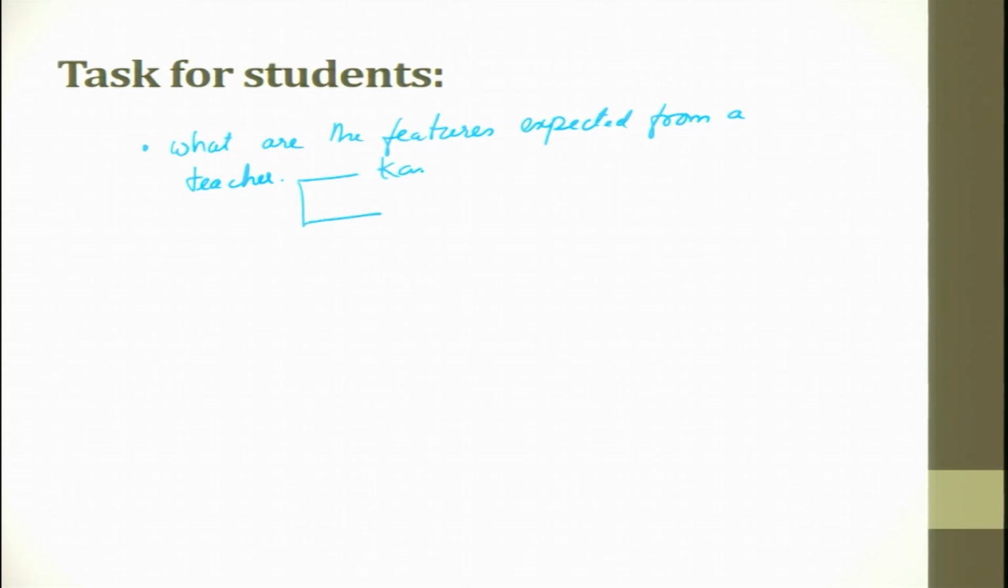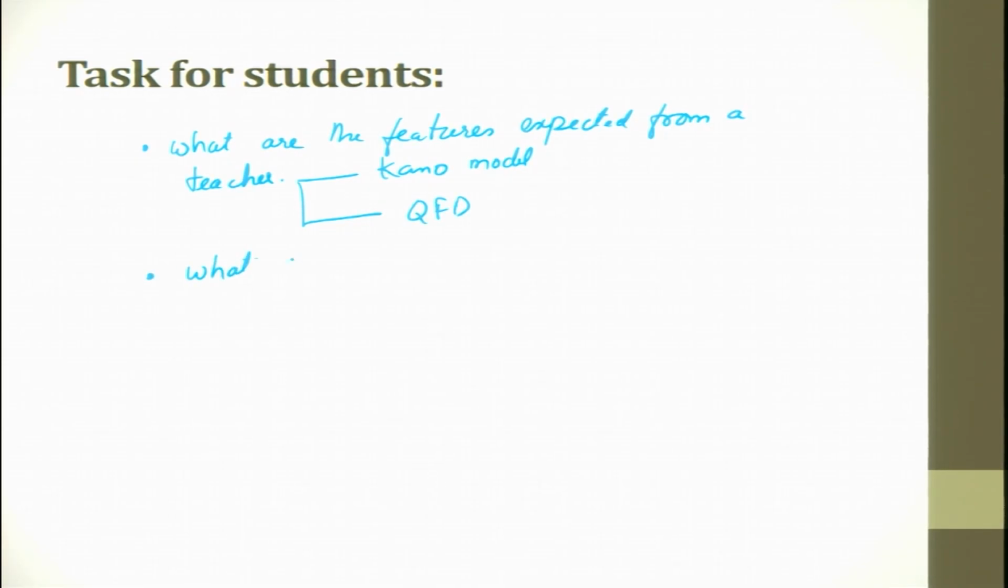So, as a small take home example which the student is supposed to try and need not submit with us, try to find out what are the features expected from a teacher. Okay. So, you are supposed to develop a Kano model, and then you are also supposed to develop a QFD for it.